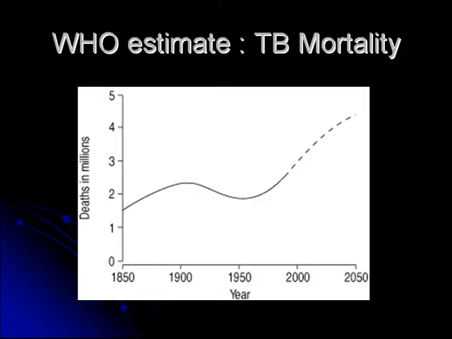This is an estimate of the mortality from the World Health Organization. You see that around here, when drugs were developed for TB, the mortality started to decline. However, since the mid-'80s, with the rise of HIV, the mortality is on the rise once again.